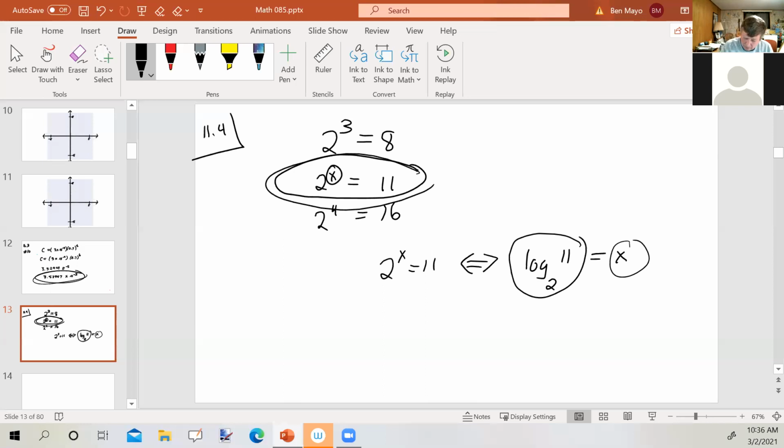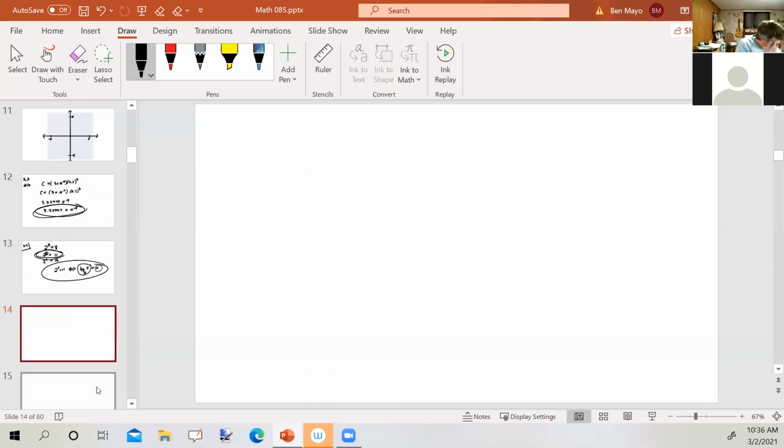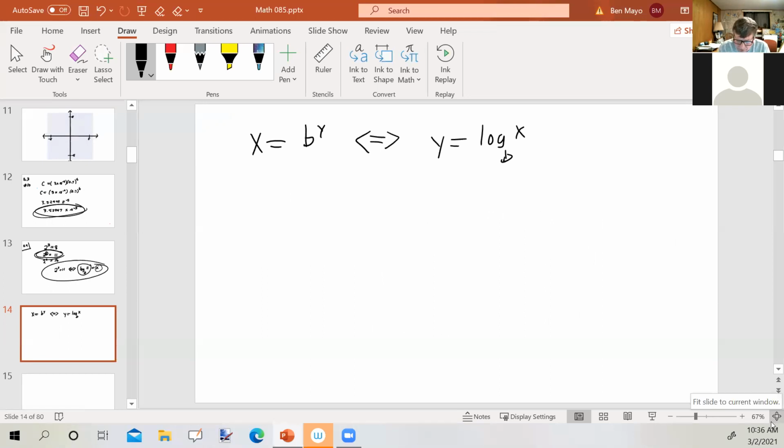All right, now let's take a look at this situation. And what we've got from that is this statement. If we have x equals b to the y power, that is equivalent to, and this is like a two-way arrow, y equals log base b of x. Okay. Now, what I want to do first is go through and look at the names of things.